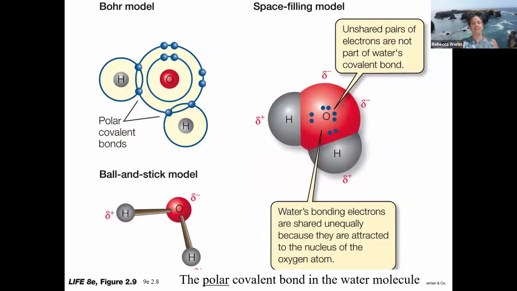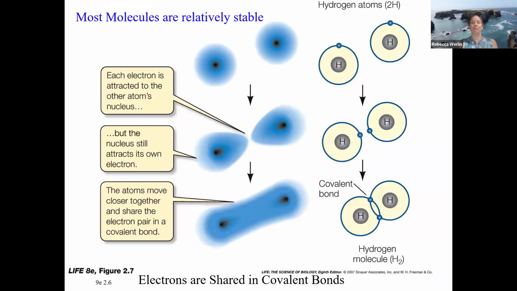Now, that doesn't always happen. So you can have polar covalent bonds. Now, this is the unequal sharing. And as you can see, diagrammed in the space filling model, where you have the large red nucleus of the oxygen and the two smaller gray nuclei of the hydrogens, the blue dots indicate that the electrons are closer to the oxygen atom's nucleus. And so polar covalent bonds are the unequal sharing of electron pairs, and covalent bonds are the equal sharing of electron pairs. So that's very important to keep distinguished.